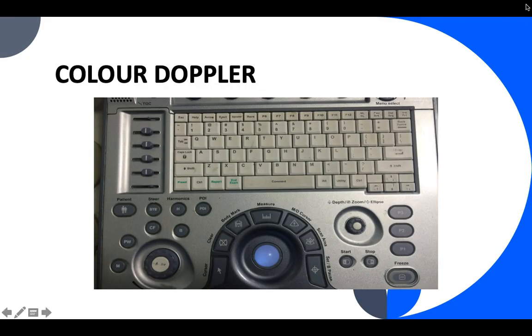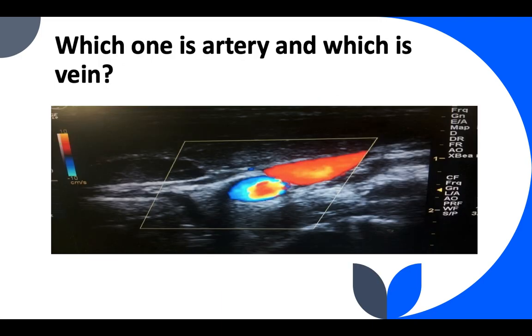Color Doppler, this is very important to identify the vessel. Here in the machine you can see the CF button, or in other machines there is a color button also. So we click it and we can find the color of the vessel. It is not like artery is always red and vein is blue. This is the subclavian, this is the carotid artery, and this is the internal jugular vein. But here you can see vein is red and artery is blue.